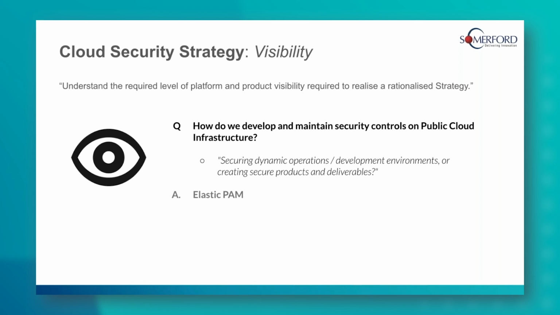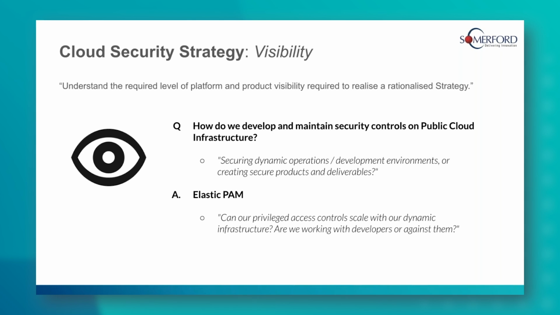And one of the answers might be, well, actually, we may need to leverage Elastic PAM. What's Elastic PAM? Well, can our privileged access control scale with the dynamic infrastructure? Are we working with developers or against them? So in this instance, we're going to talk about an example of this, but there is a problem space where the cloud environment, certainly in IaaS environments now, is so ephemeral, so elastic, and almost non-human interactive when we start to look at features such as infrastructure as code.